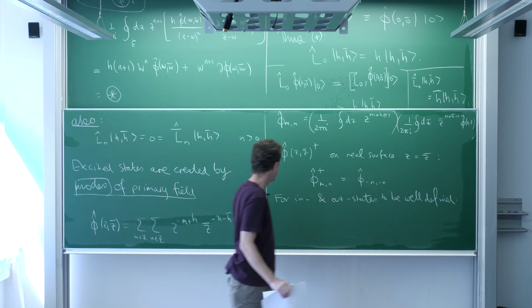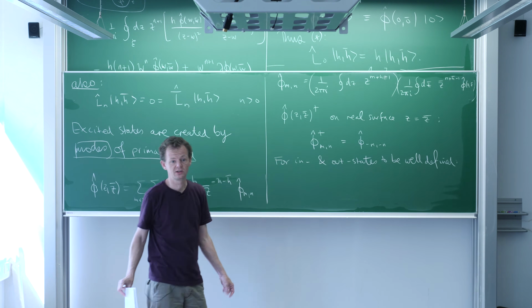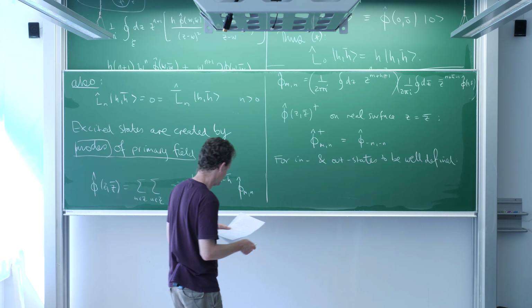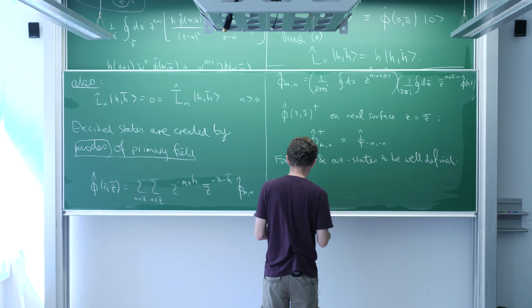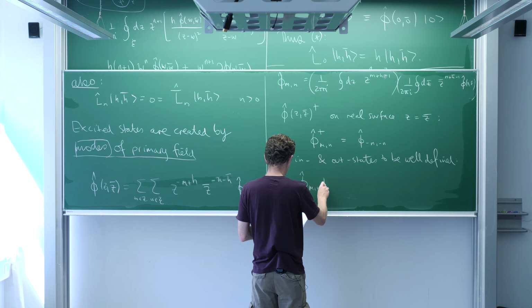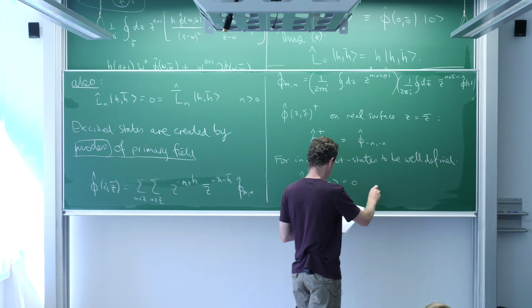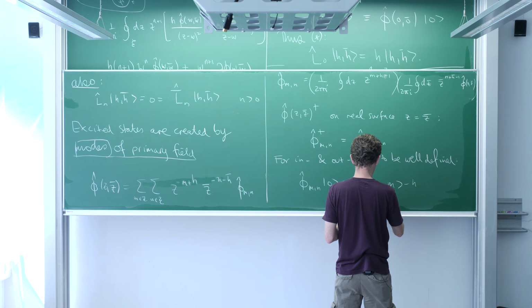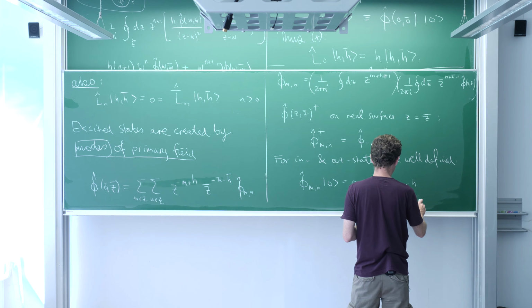And also, just like we used for the stress energy tensor, in order that the in and out states are actually well defined at all, we need that these modes annihilate the ground state, at least for m bigger than minus h and n bigger than minus h bar.